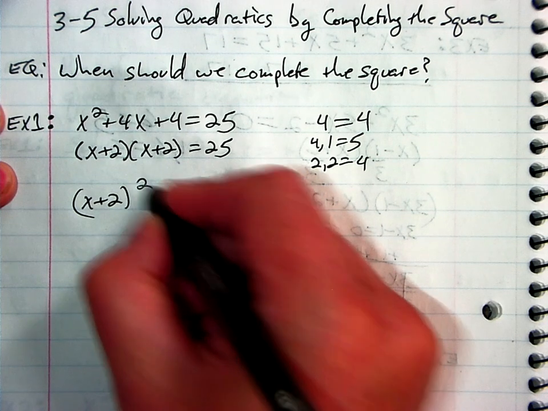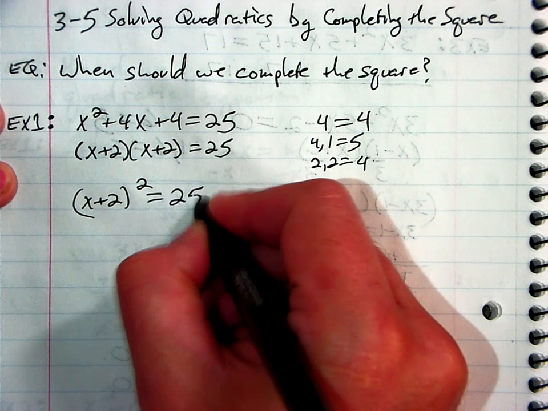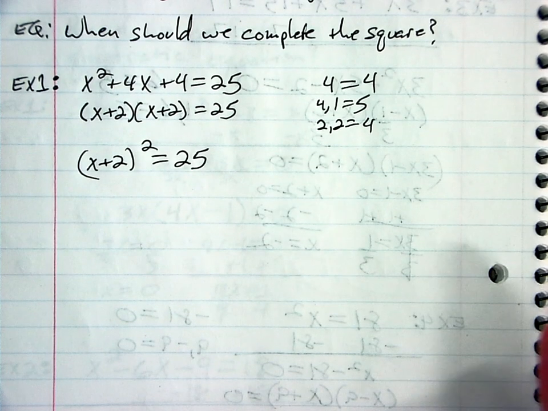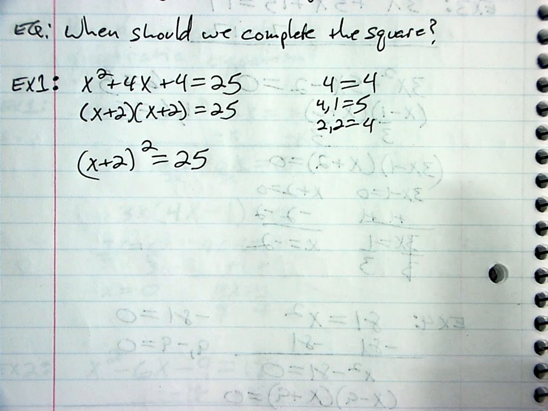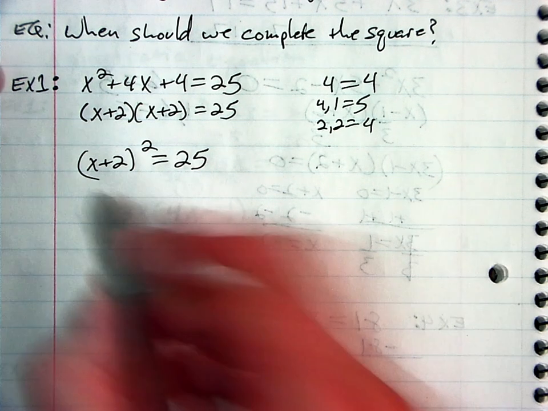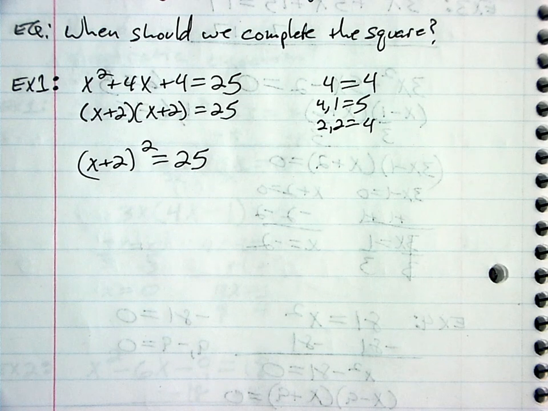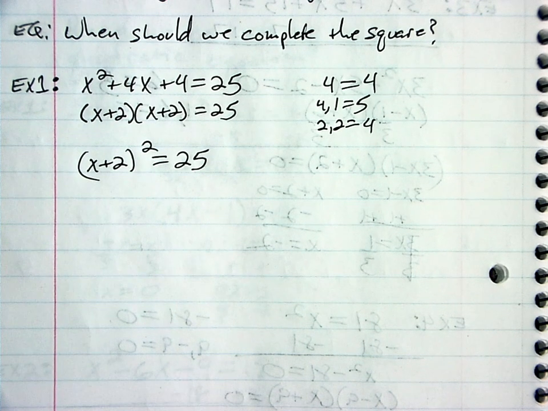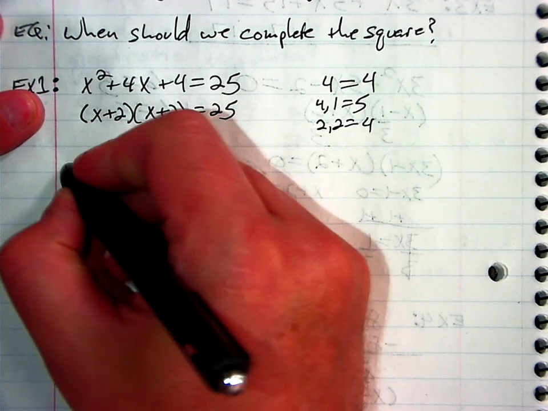X plus 2 squared equals 25. Is 25 a perfect square? And is x plus 2 a perfect square? Yes, because it's being squared. So what can I do to both sides now? Okay.